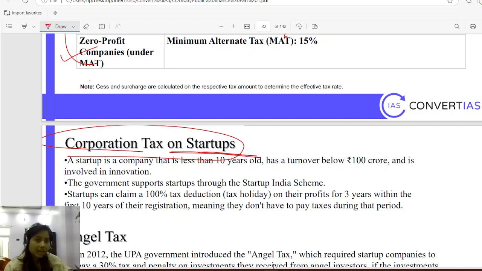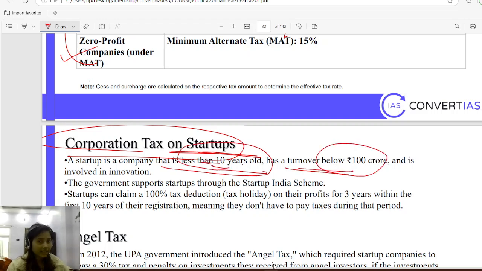2035. Okay, a startup is a company that is less than 10 years old and has turnover below 100 crore. Again, there are conditions. It should be less than 10 years, and turnover should be below 100 crore. If I have a turnover of 500 crore, that shows that I have a higher paying capacity as well. So I should be paying tax in that case. Two conditions: less than 10 years, and below 100 crore.